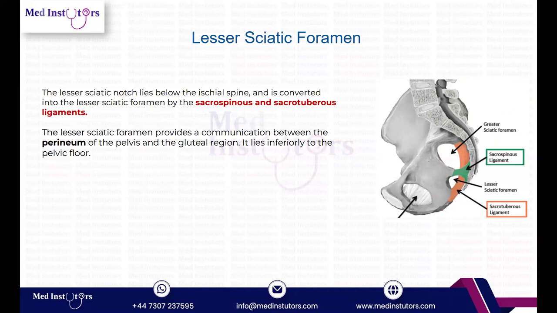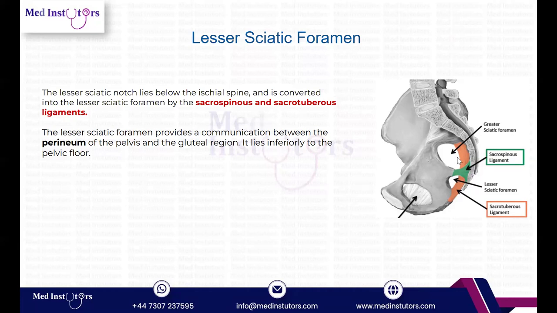The lesser sciatic notch, now we have the second notch in the pelvic bone. The anatomical location for the lesser sciatic notch: it lies below the ischial spine and it is converted into the lesser sciatic foramen by, now we have two ligaments for the lesser sciatic foramen. One is the sacrospinous and the other one is the sacrotuberous ligament.